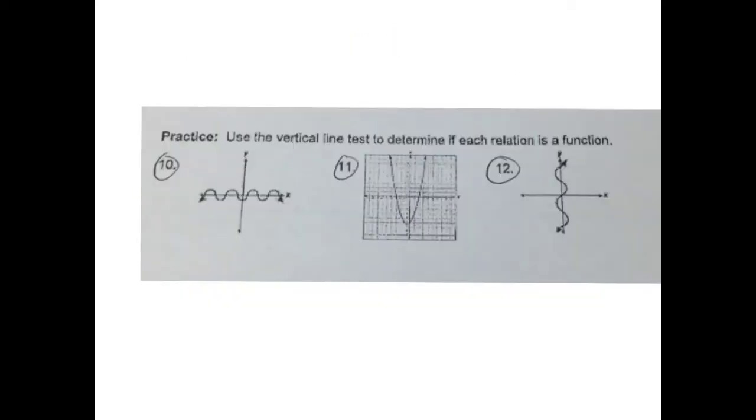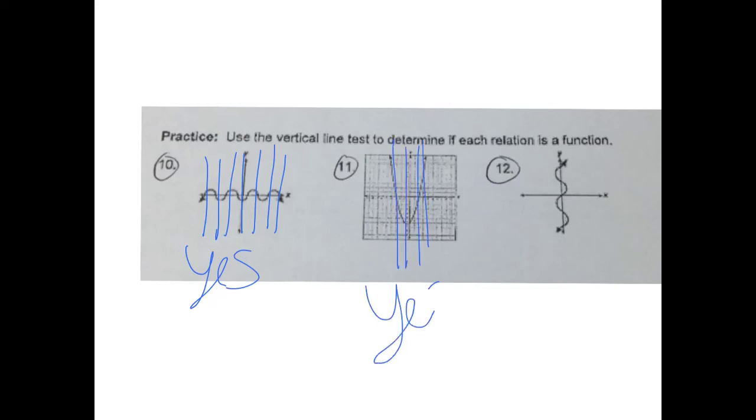We can use the vertical line test here. You draw your lines down, and as long as your lines only hit the graph once, then it's a yes. Here, yes. But right here, it hits 1, 2, 3, 4, 5 times, and so that makes it a no.